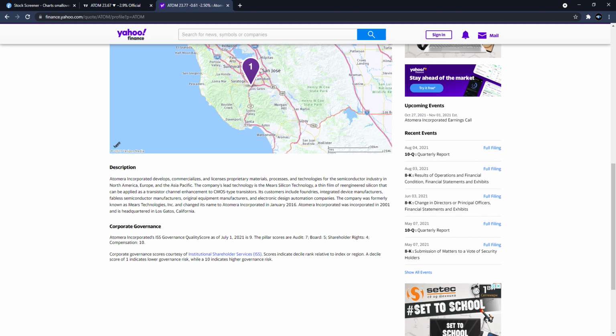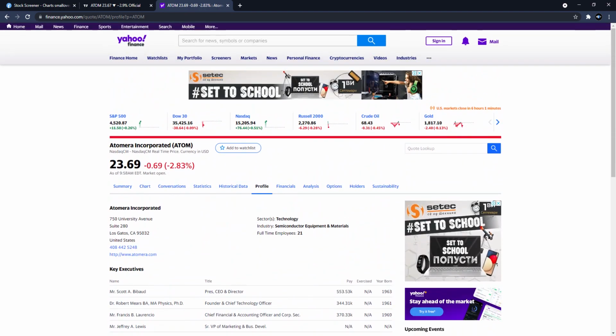The company's lead technology is the MST silicon technology, a thin film of reduced-grain silicon that can be applied as a transistor channel enhancement to CMOS type transistors. Its customers include foundries, integrated device manufacturers, fabless semiconductor manufacturers, and regional equipment manufacturers. The company was formerly known as Mears Technologies, and it changed its name to Atomera Incorporated in January 2016.